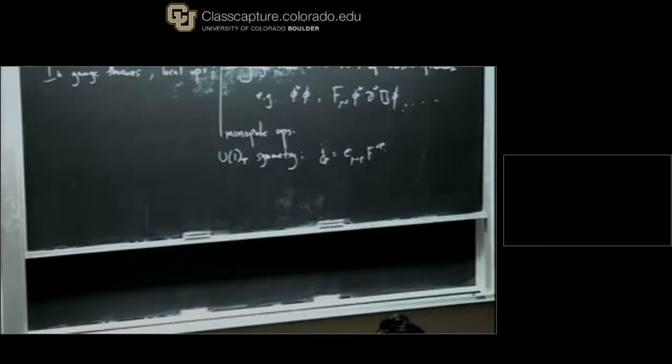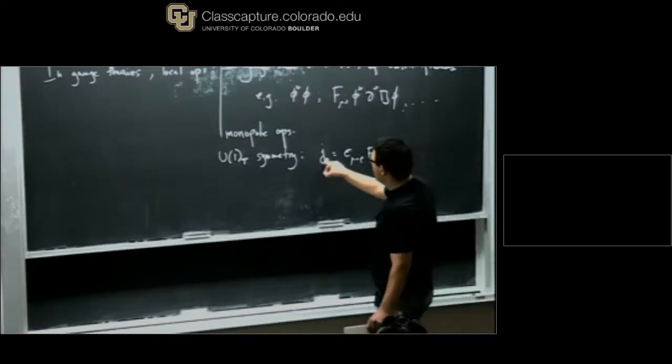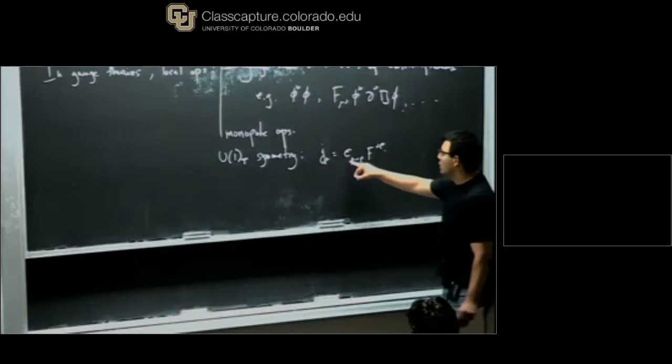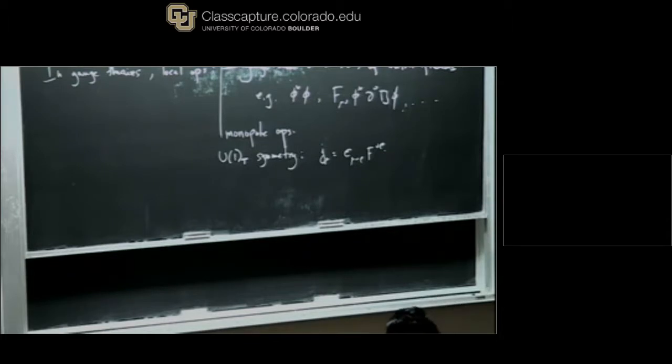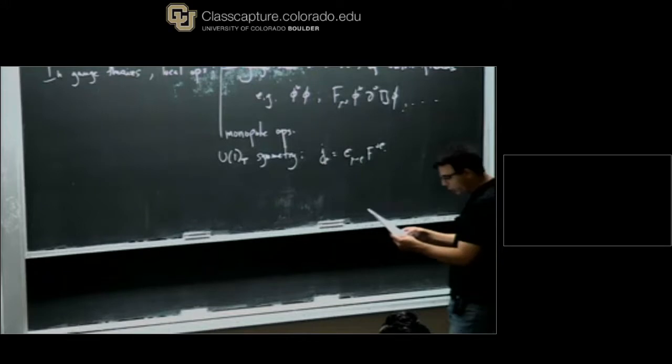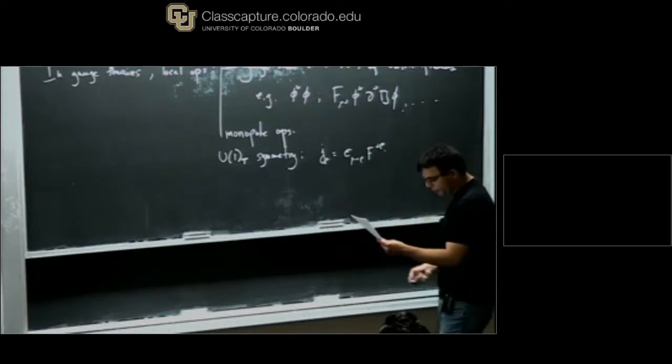This current is conserved because when we act with the derivative and contract the indices, then on the right-hand side we get the Bianchi identity for the field strength, and that's automatically 0. So this is what happens for all U1 gauge theories in 3 dimensions, and it's special to 3 dimensions. Okay, and so there's a U1 global symmetry.